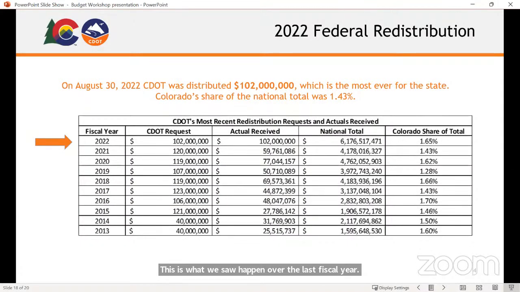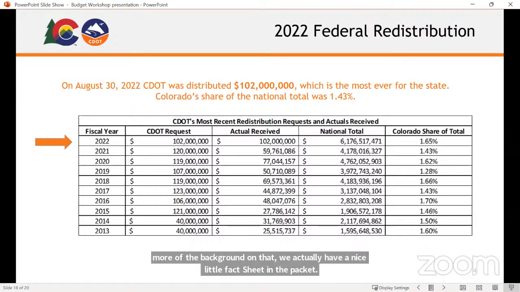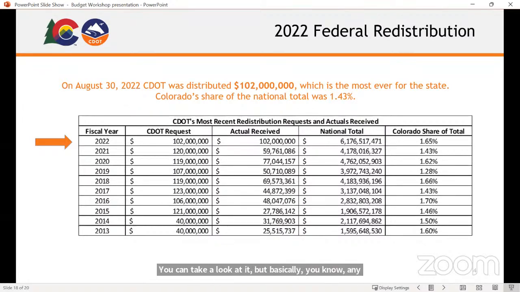Okay, the other part of the story to tell here is federal redistribution. I think we've all heard at this point, but every year in August, FHWA conducts a redistribution. If you're interested in more of the background on that, we actually have a nice little fact sheet in the packet. You can take a look at it. But basically, any states that don't use their full ob limit, that money's taken and redistributed to states that can demonstrate that they can use it. So we submit an application and then we see what we receive. And in this case, we received over $102 million from FHWA redistribution.